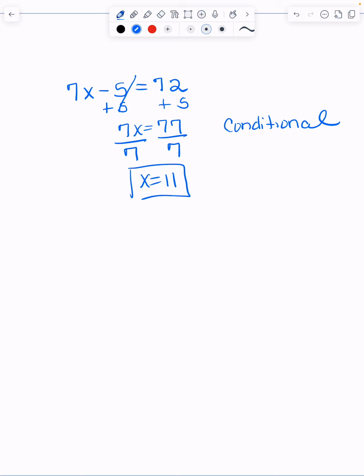So, an identity has an infinite number of solutions. Your variables will cancel out, and the remaining statement will be true. An inconsistent equation has no solution. Your variables will cancel out, and the remaining statement is not true. And the other kind is if the equation is solvable and you can come up with some answers, it is a conditional equation.